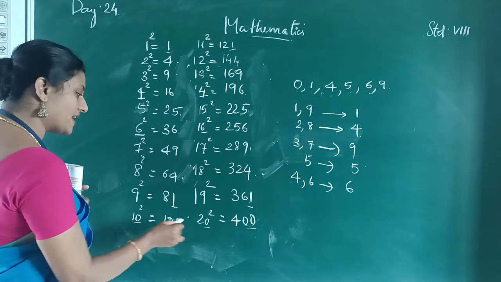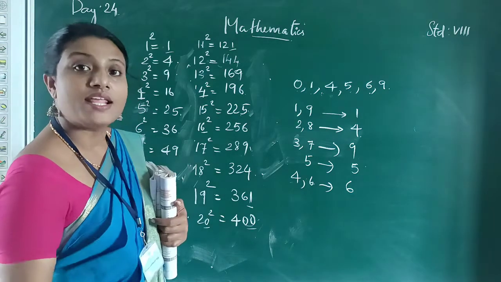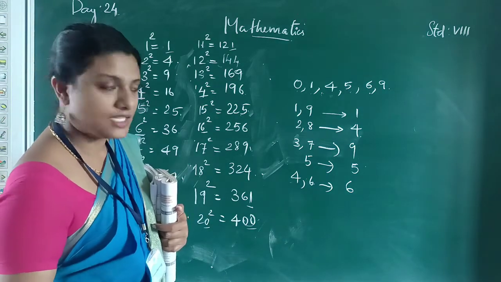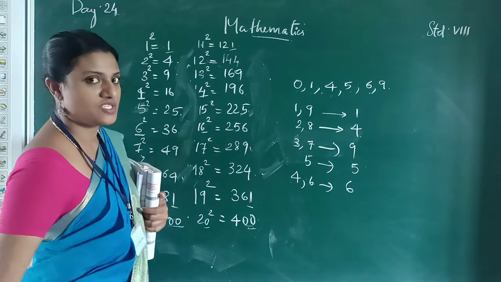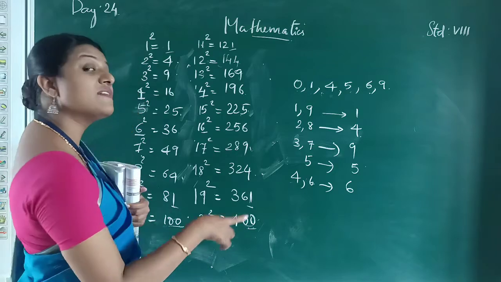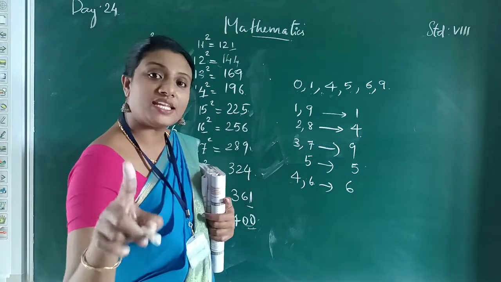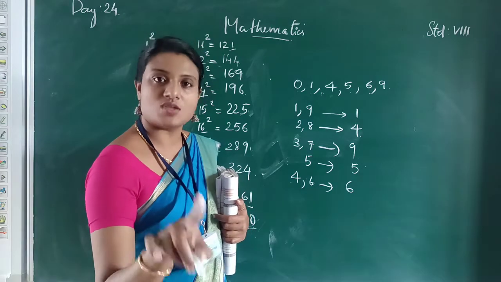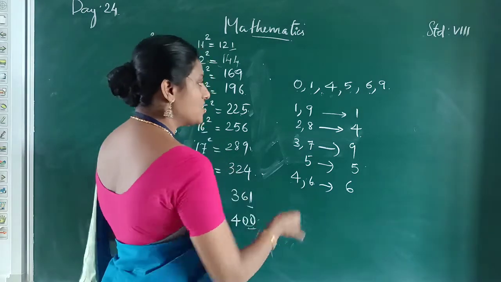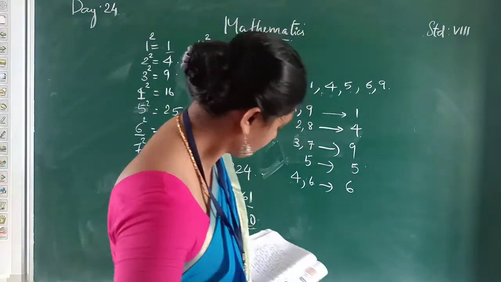If there is one zero, when we take its square, how many zeros do we get? 2 zeros. So we are getting an even number of zeros. Always remember that a perfect square always has an even number of zeros. If you count the zeros and you are getting an odd number, then that number is not a perfect square. So these are the properties related to the perfect squares.